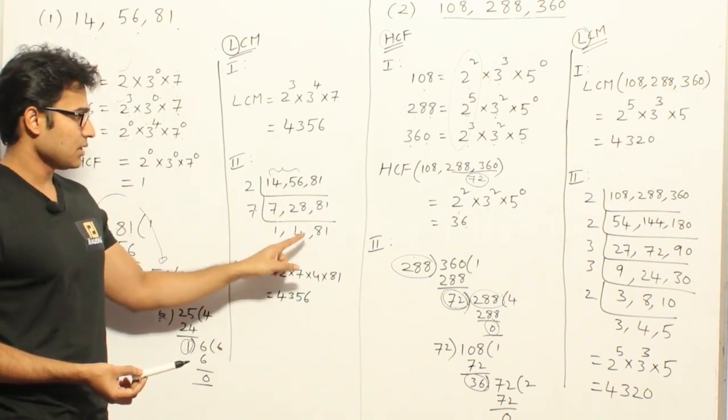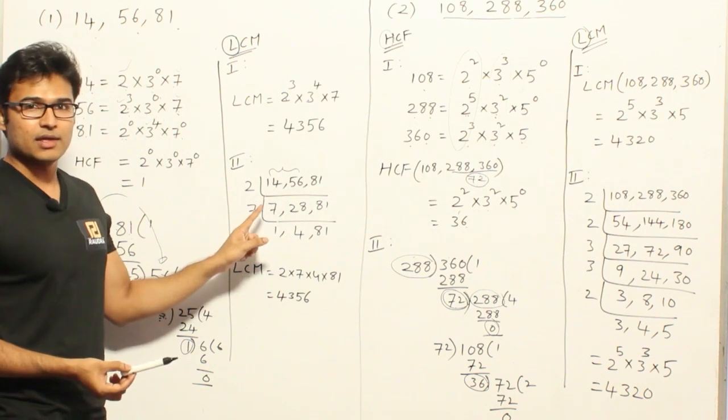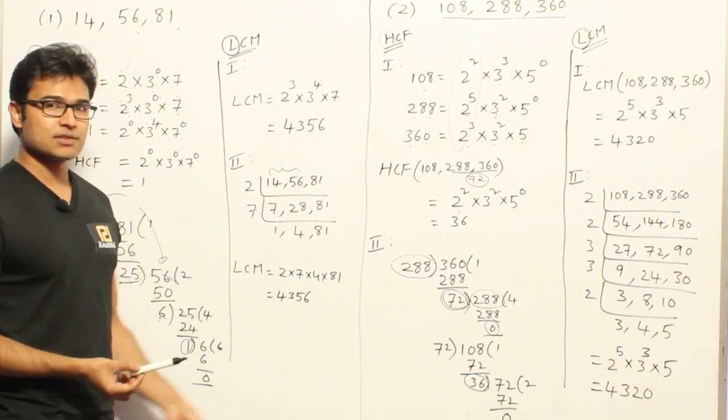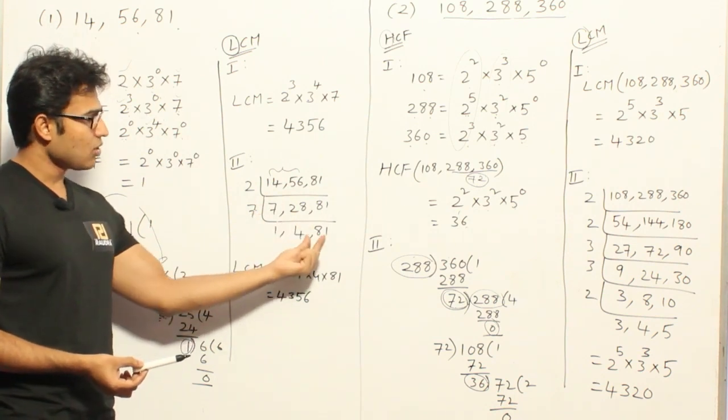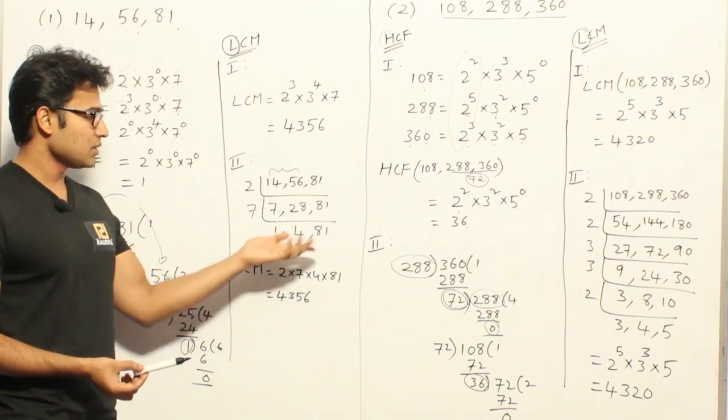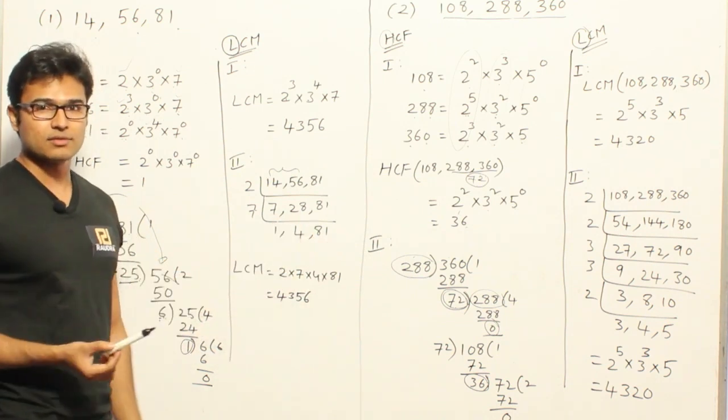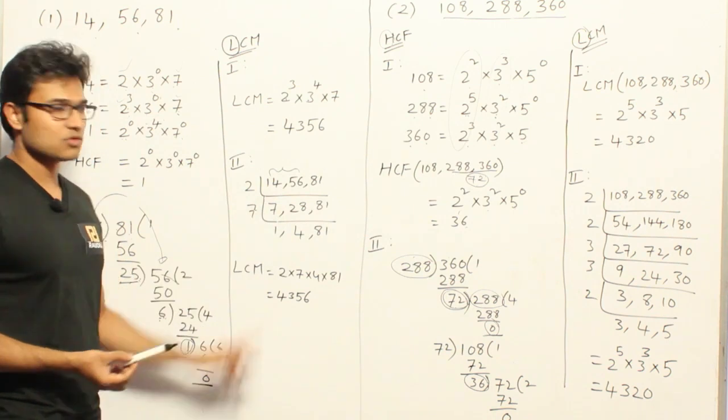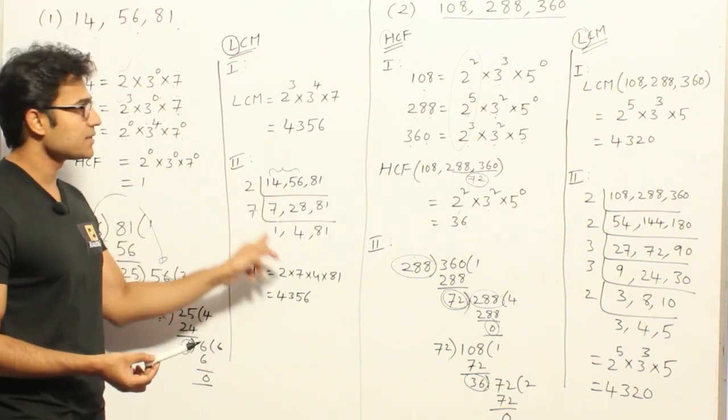So again I am writing it, and since 81 is not divisible by 7, I just leave it as it is. Now if you see this, for any two of them or all of them, there is no GCD other than 1. Therefore I am leaving it there. So the product of all this is going to give you the LCM.